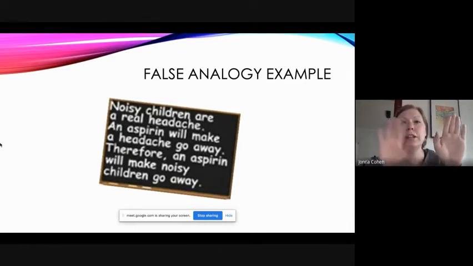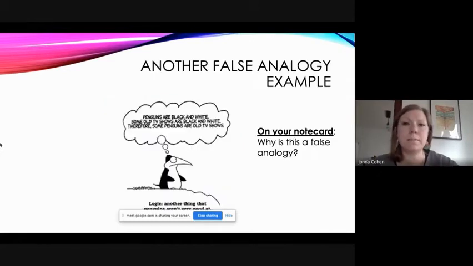We have noisy children and we have a headache. And they're saying, since both things are noisy, apparently one will make the other one go away. Does this make sense? It does not. A false analogy fallacy is based on comparing two things that don't make sense.